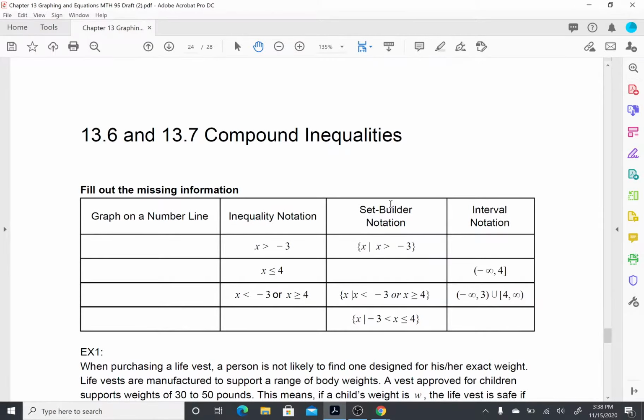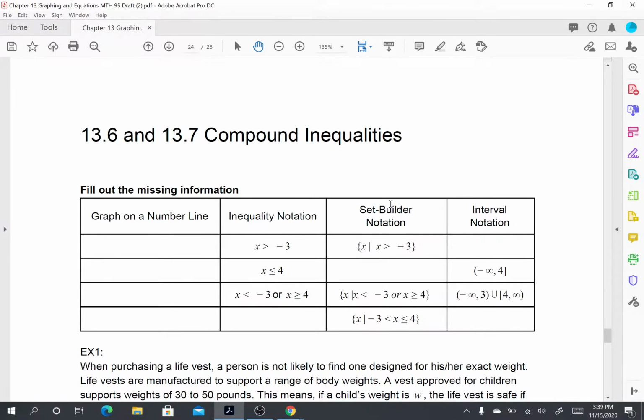13.6 and 13.7. Right now we're going to be talking about compound inequalities. First, let's do a quick review. And to do that, we're going to fill out the missing information. On the first row, it says x is greater than -3. And we have that represented as an inequality and in set builder notation. So we're being asked to graph it on a number line and in interval notation.